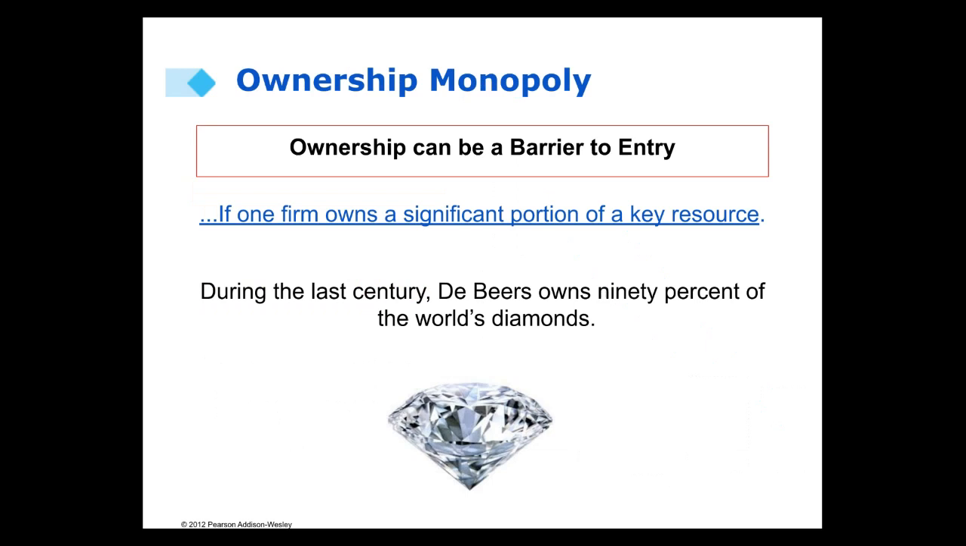We also have something called an ownership monopoly, where only one firm owns really all or a majority of a key resource. There aren't many examples of this. One example might be the De Beers mining company, which owns about 90% of the world's diamonds.